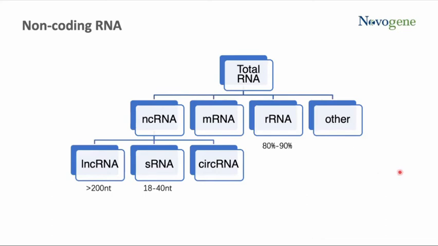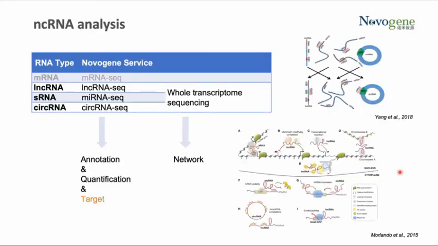Except the coding RNA, as we introduced by now, there will be a lot of non-coding RNAs as well. And for each non-coding RNA, we also have different services in Novogene. If you want to study only one type of non-coding RNA, in addition to the annotation and quantification, we will include an extra step, which is target prediction, because those non-coding RNAs majorly involve in the regulation of the gene expression. So we want to predict their potential targets.